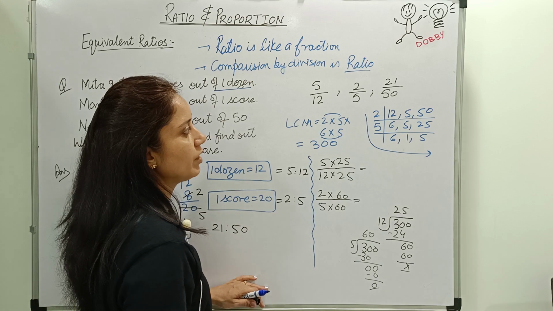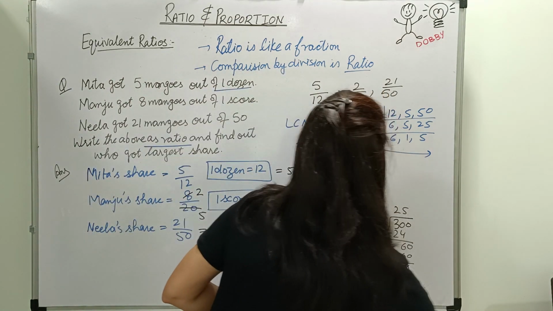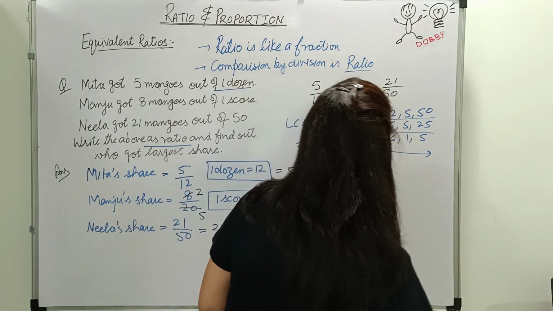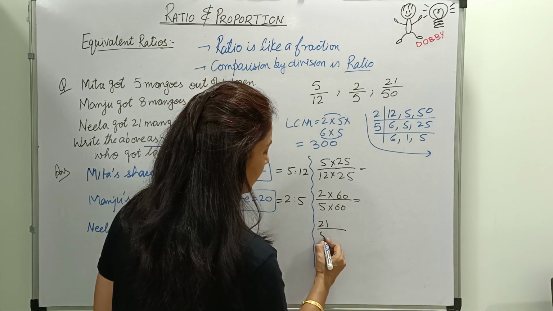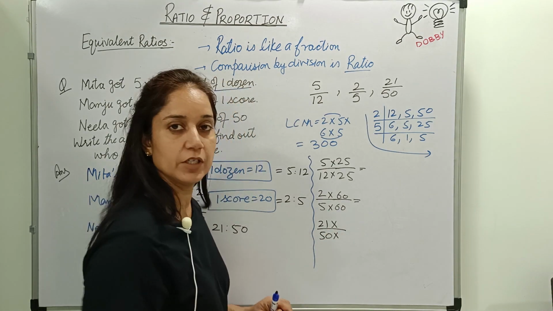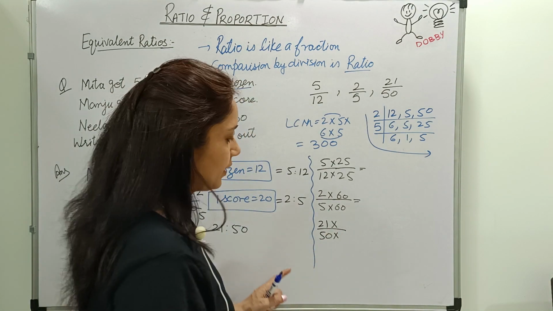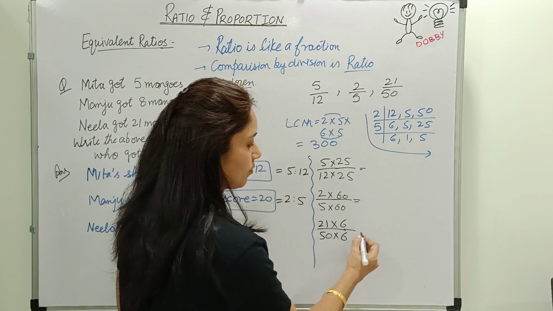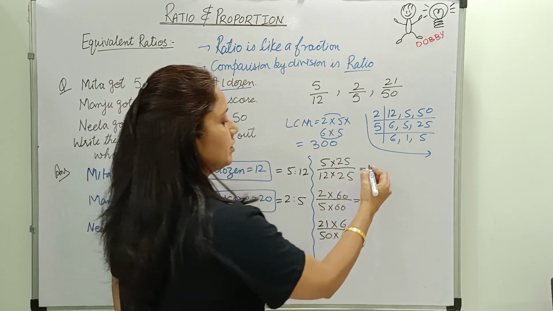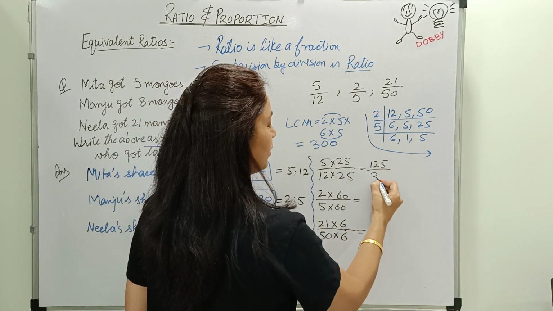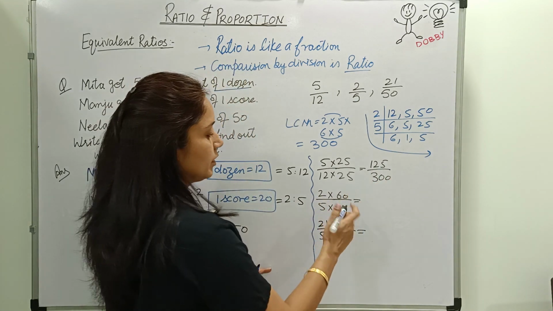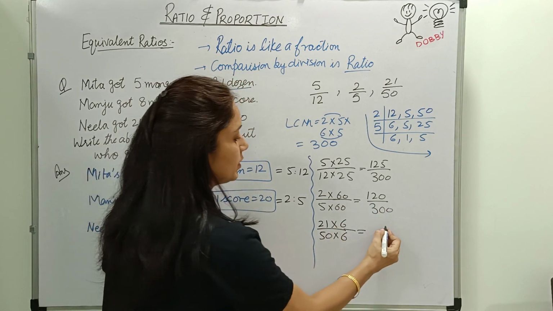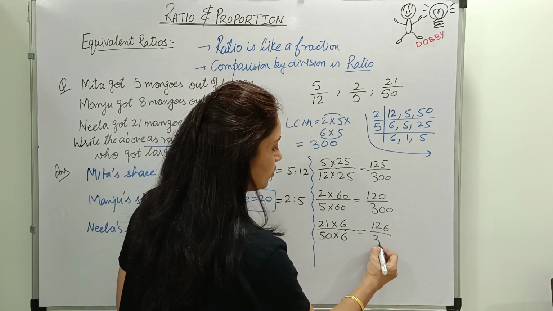Third fraction is 21 upon 50. By which number should we multiply 50 so that it becomes 300? Yes, this you can do mentally. Multiply by 6. Now, 25 fives are 125 upon 300. Second fraction: 60 twos are 120, that means 120 upon 300. Next, 6 ones are 6, 6 twos are 12, 126 upon 300.